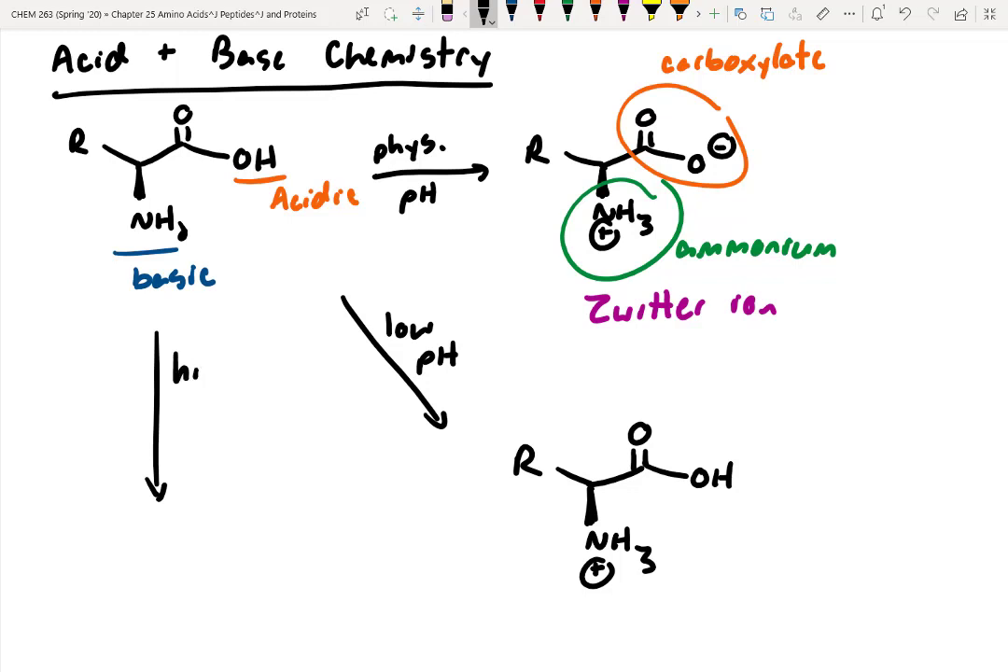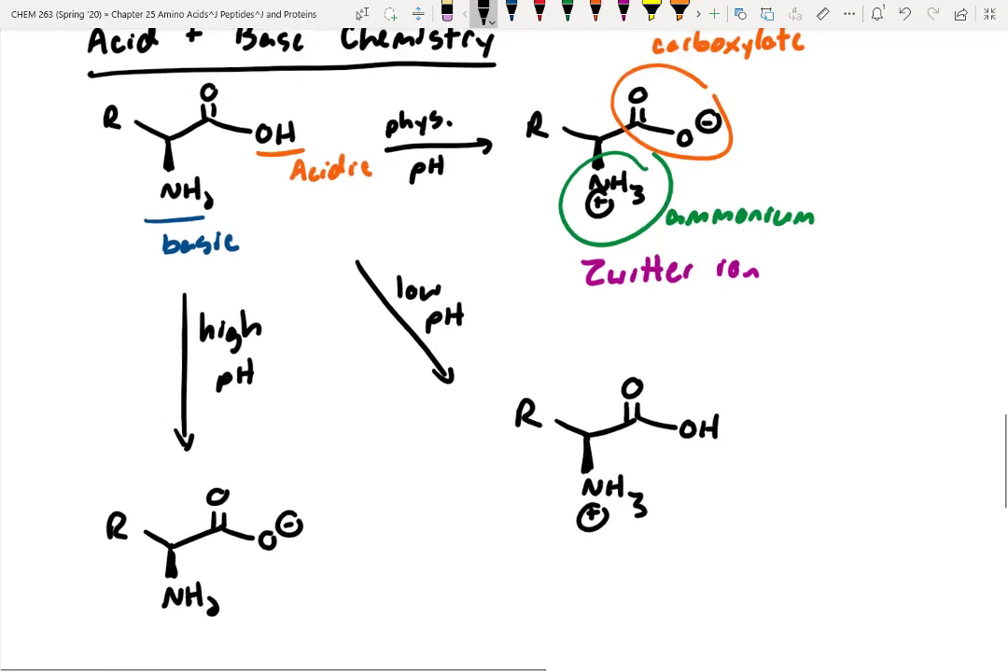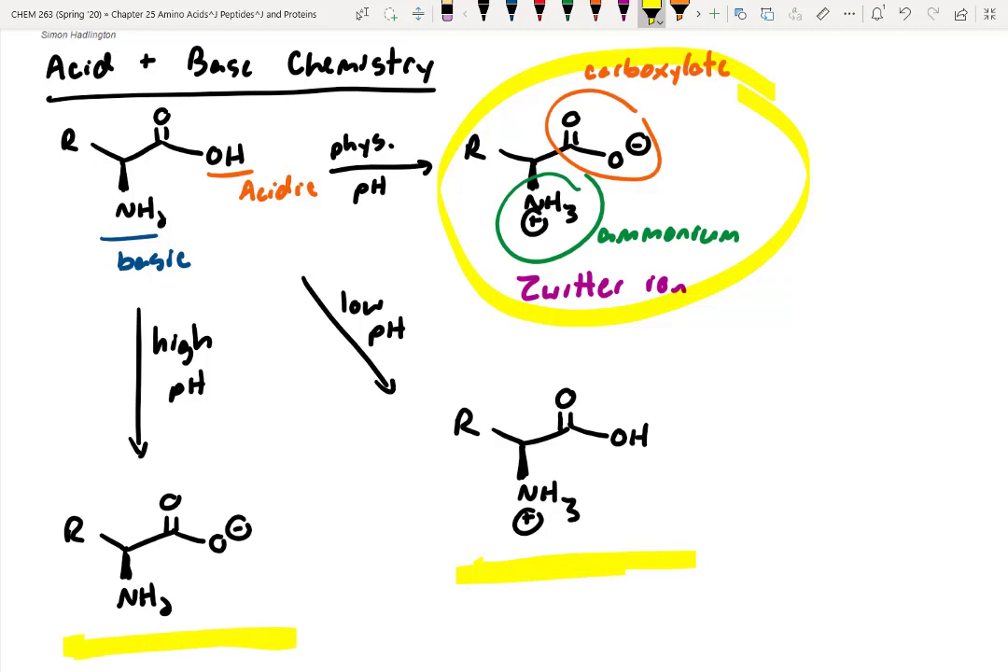Under high pH, you can imagine the opposite is true. So under high pH conditions, we'll deprotonate our carboxylic acid and our amine will stay neutral. In this case, we're dealing with mostly anions. So depending on the pH that you're working with, you can have your neutral species, which is a zwitterion, you can have your positive species, or you can have your negative species. We can actually control a lot of the physical properties by adjusting the pH.